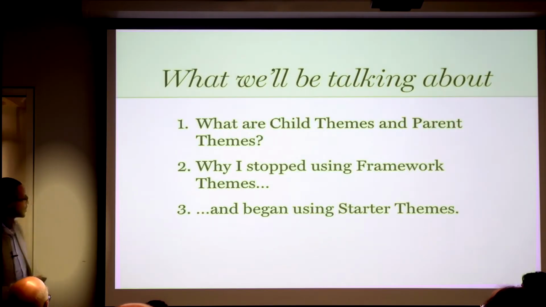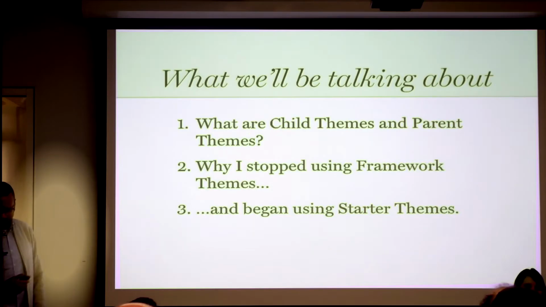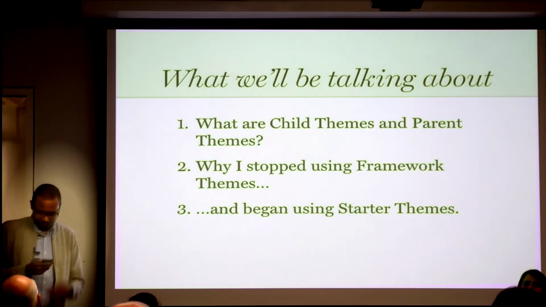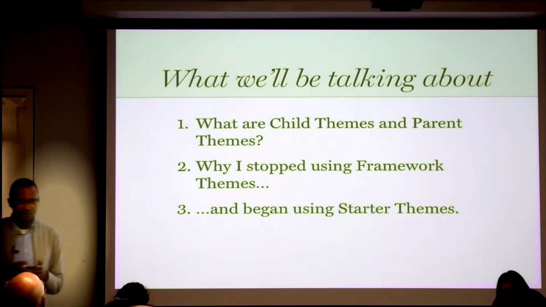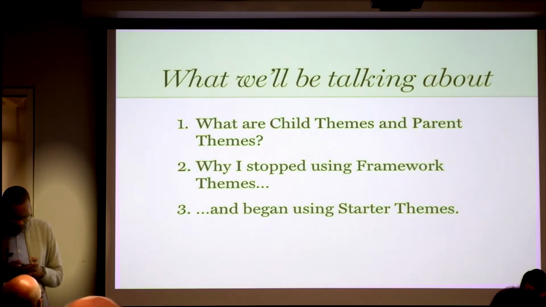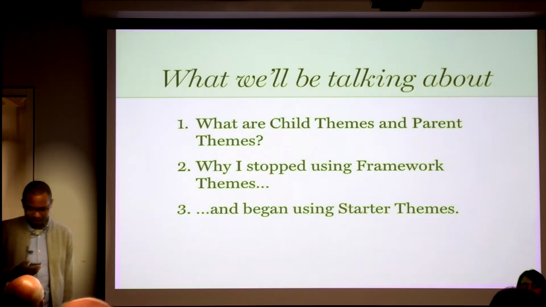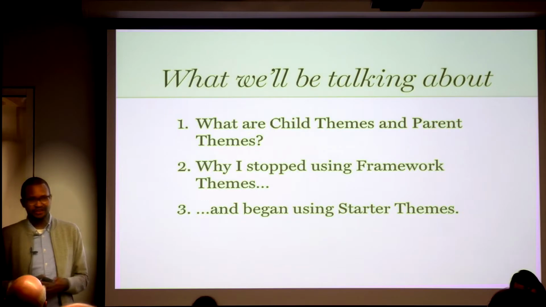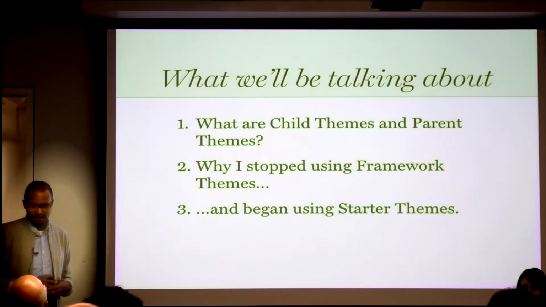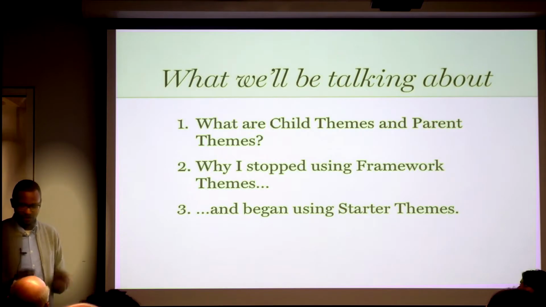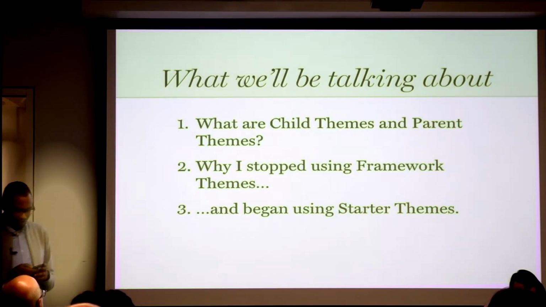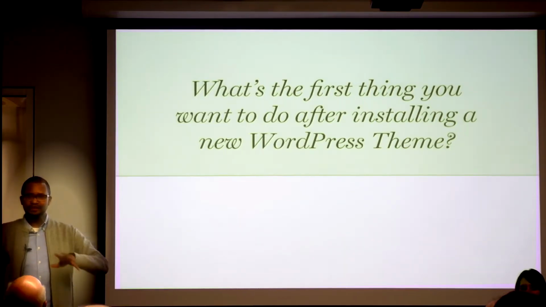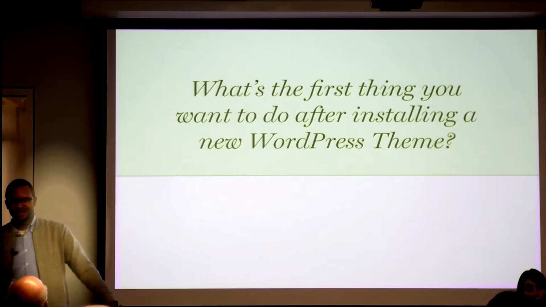So to jump into what we're going to be talking about, there's three general topics. First, what are child themes and parent themes, and how are they useful? And then later on, I'll get into framework themes, why I stopped using them, and then introduce starter themes, which is what I've been using for about the last year, and explain some of the pros and cons and advantages to using all three. I'm assuming most people here have either played with WordPress a little bit or at least installed a theme, hopefully.